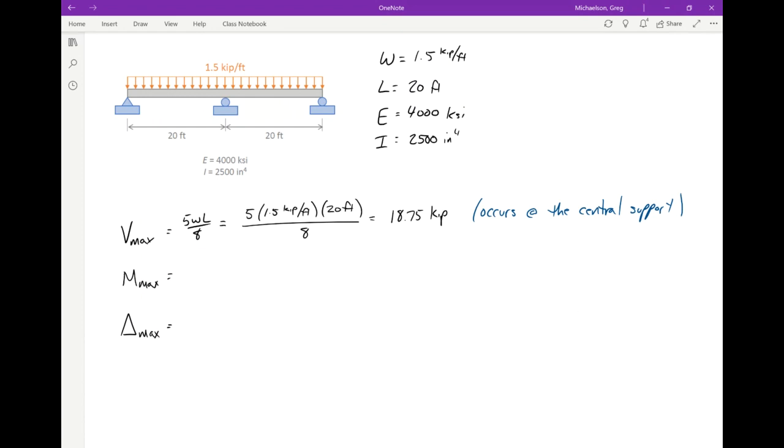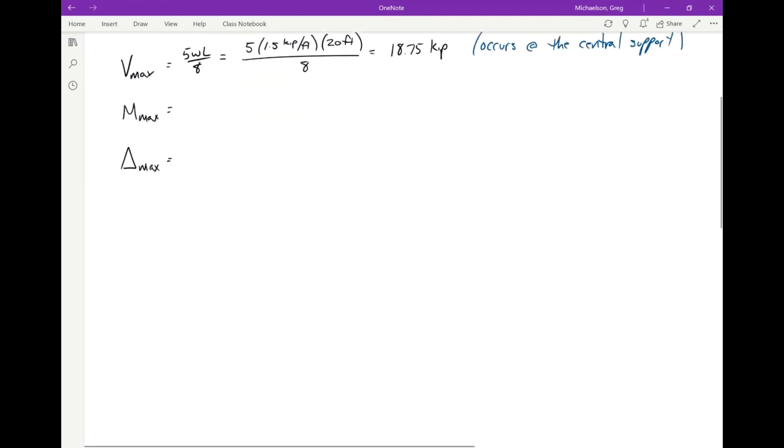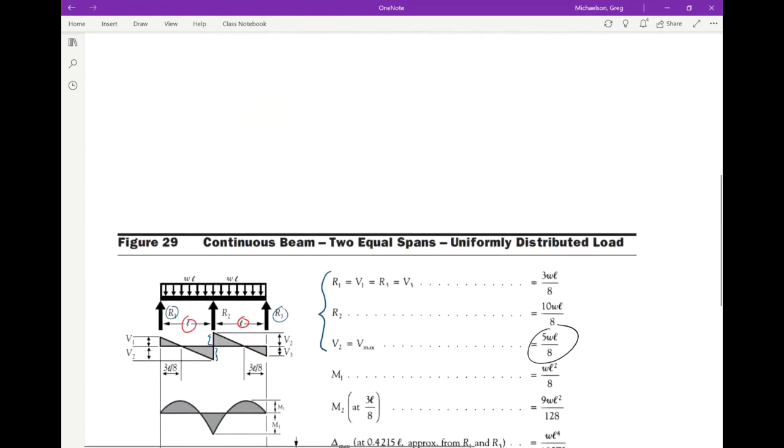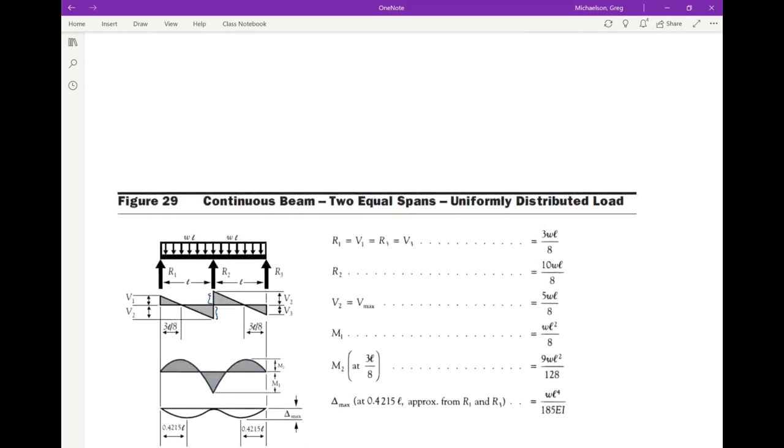Now what about M max? If we're looking at maximum magnitudes, just the biggest magnitude moment that we see, there are two moments that are listed. Let me erase all this. There's an M1 and an M2. Now, here's the thing. If I look at this expression, let me circle this out. I've got an M1 right here and an M2 right here.